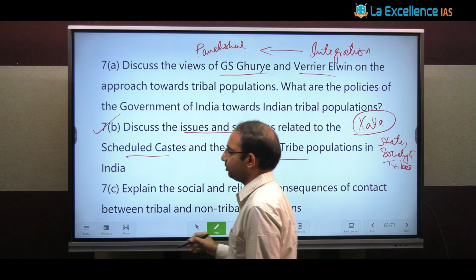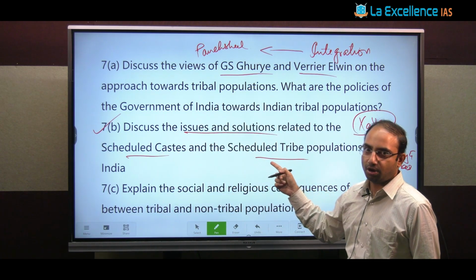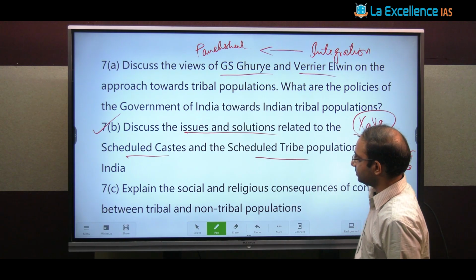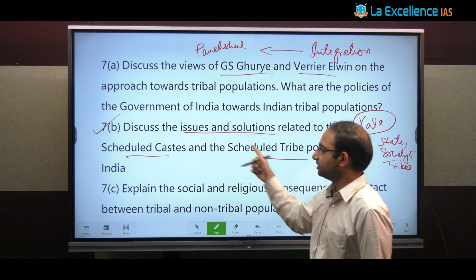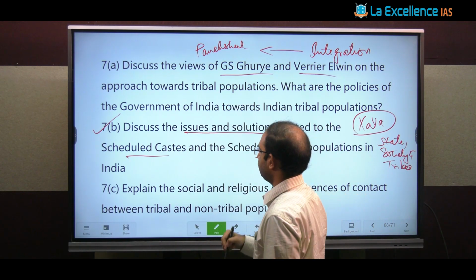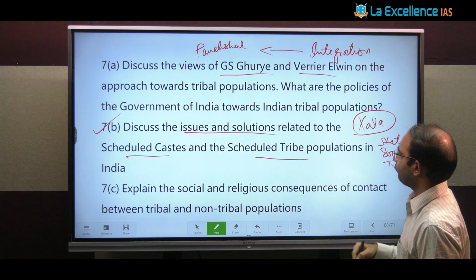Scheduled castes are suffering because they are at the bottom of caste system. Scheduled tribes' problem is not that they are at the bottom of society, but that they are a different society. They have traditionally been outside caste society, so they are different. Whereas these people's problem is that they are at the bottom of caste society, hence they are suffering. So, talk about the different issues and what should be the solution.